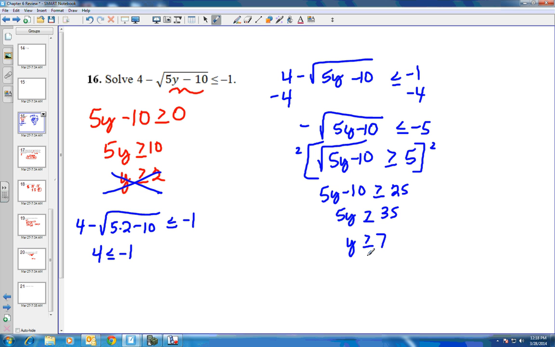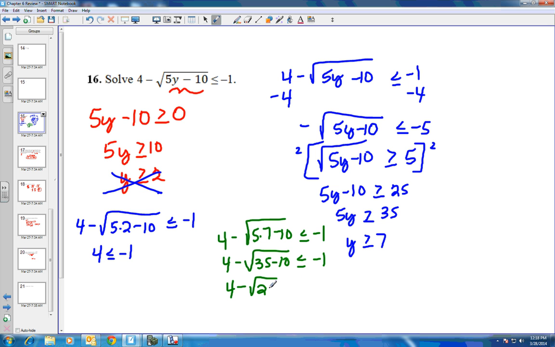Okay, now we can't just assume that it's going to work. I need to check it by plugging in a number. What number do you want to use? 7. So 4 minus the square root of 5 times 7 minus 10 is supposed to be less than or equal to negative 1. 4 minus the square root of 35 minus 10 is less than or equal to negative 1. 4 minus the square root of 25.